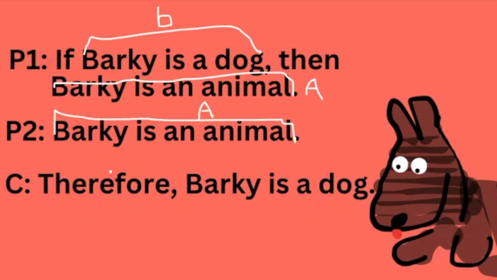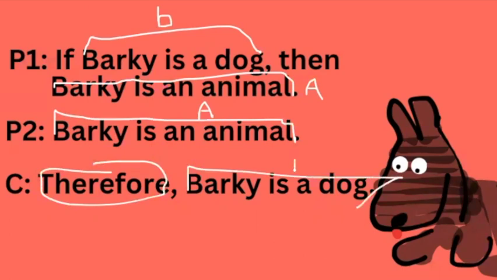And then therefore, that's a conclusion indicator. Barky is a dog, well, we've already named that B. And you know what, let's be consistent. I'll do a capital B here, and then let me go back and change this to a capital B too. So there we go. We've got the skeleton of the argument. We just have to write it out now. We're going to put the skeleton horizontally.